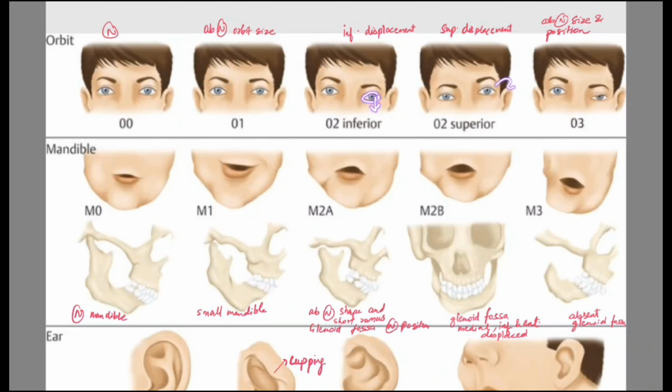Now coming to the mandible. M0 represents a normal mandible. M1 represents a small mandible. M2A represents abnormal shape and short ramus, but the glenoid fossa is still in normal position. In M2B, the glenoid fossa is going medial, inferior and anterior. So in M2A, the position of the glenoid fossa is normal, but in M2B, the glenoid fossa has gone inferiorly. And in M3, there is an absent glenoid fossa, no glenoid fossa present.